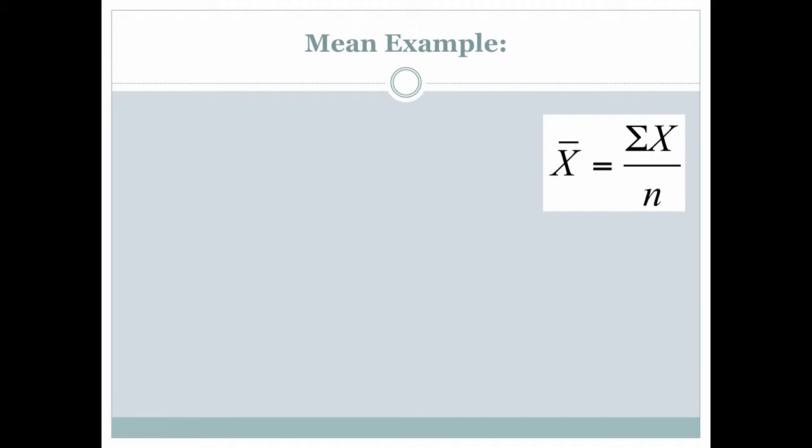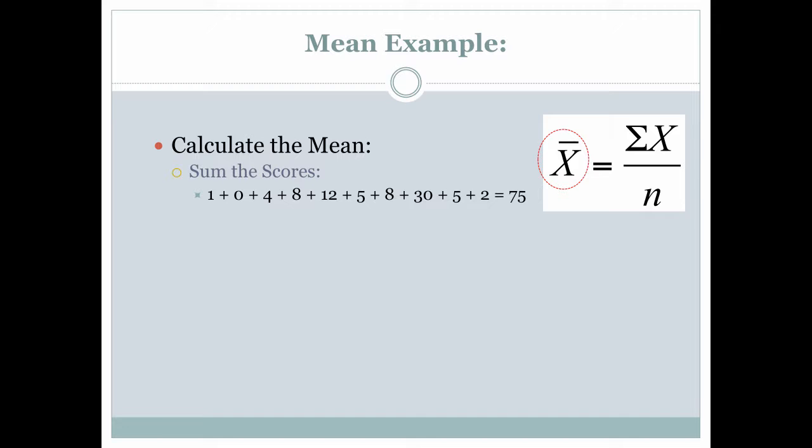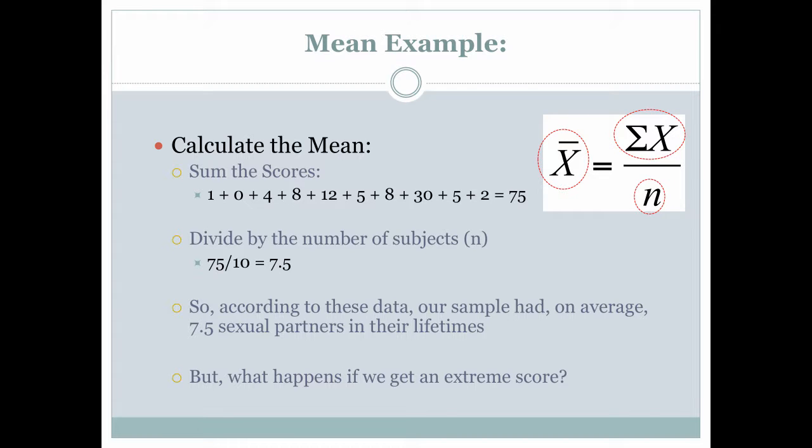Now that you have that, you can go ahead and use your mean formula and calculate your average, right? So this is your formula, and these are the steps that you're going to take. All you got to do is simply sum the scores up, okay? You're going to divide by the number of subjects. So you had 10 participants, and your average is going to be 7.5.